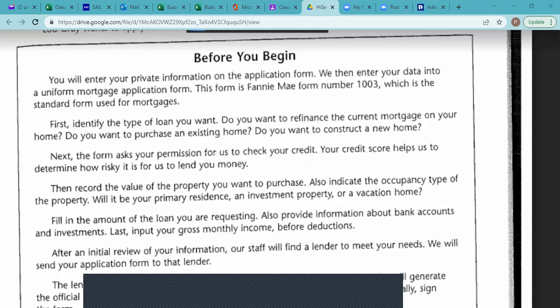Number 4, read the sentence. Last, input your gross monthly income before deductions. Which of these provides a context clue for the meaning of gross? Take a moment and pause your screen if you need to.